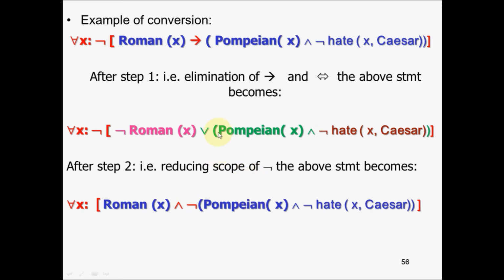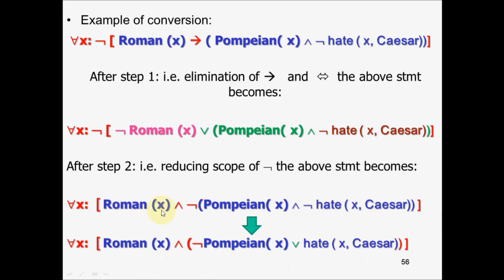Now you see this is one full term. Please notice the green brackets. Negation will be applied first to this entire term, and then in the next step this negation will also be applied to each of the individual terms as follows. So Roman x, and we had already seen this, negation will be applied to the first term here, it will be Pompeian x, and will become or, not hate will become hate, and that's it. So this is what we get after application of step number 2.